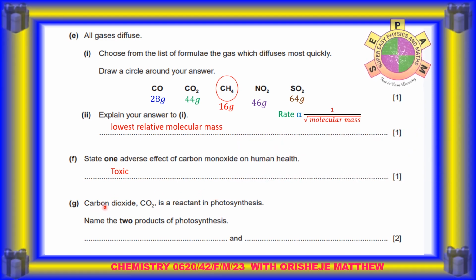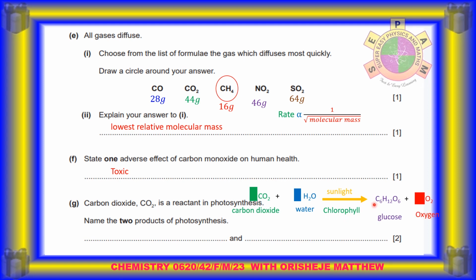Now, carbon dioxide is a reactant in photosynthesis. State two products of photosynthesis. So let's just look at the formula. The reactants are carbon dioxide plus water. In the presence of sunlight and chlorophyll, it produces glucose and oxygen.